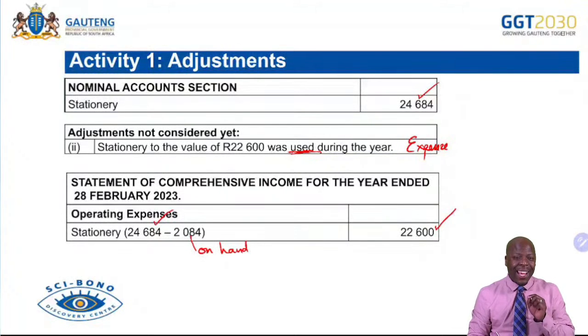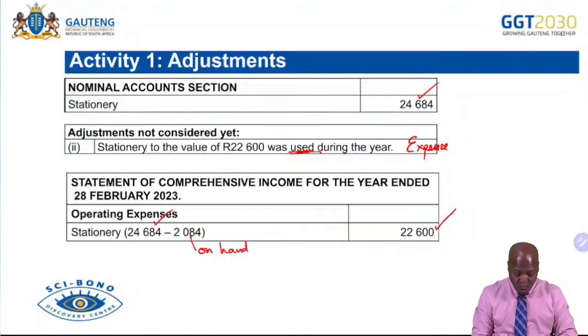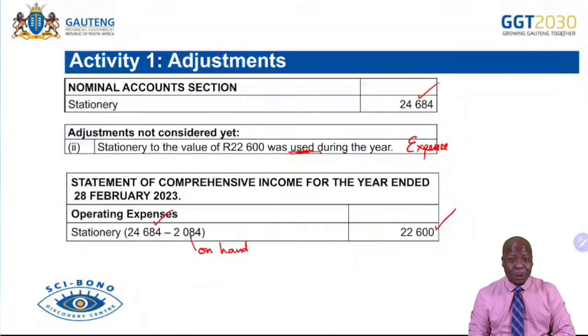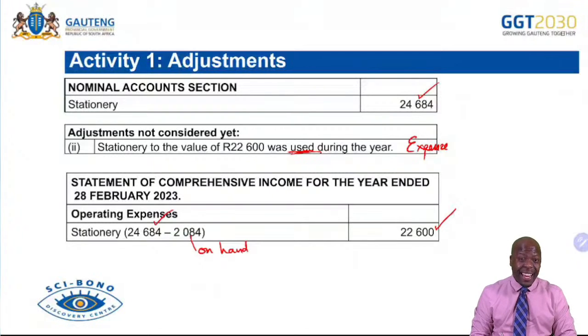Already some of you know where you're going to take this one. If we were preparing the statement of financial position, this was going to be in note number 4. Yes, it's consumable stores on hand. So here we'll come and subtract the 2,084, and then we end up with 22,600. So if I were doing note number 4, I would be having my consumable stores on hand of 2,084 rands.